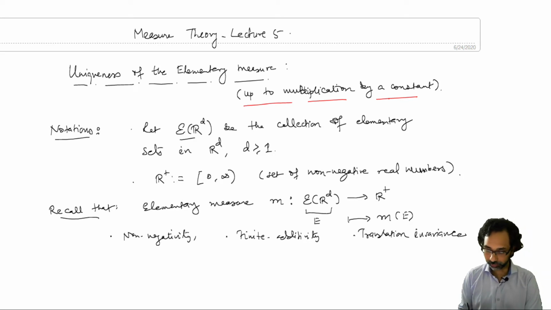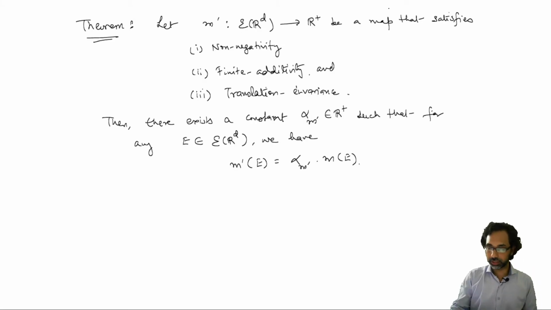So now if we have another such map which takes as input an elementary set and gives you an output in R plus, and it also satisfies non-negativity, finite additivity, and translation invariance, then we will see that it will be related to the elementary measure by a simple multiplication by a constant. So let us state this theorem. So this is our theorem.